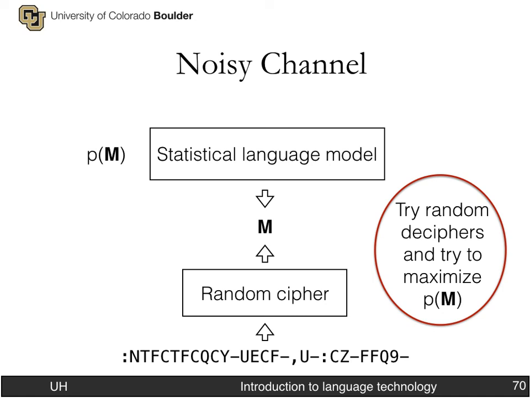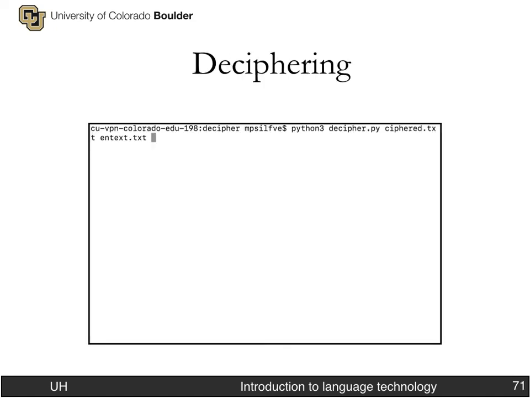So this gives us a strategy for deciphering. We'll try out random ciphers and try to find a cipher that maximizes the probability of the deciphered message, given our language model. So let's look at how this works. I implemented a program called Decipher that does this. It tries out random ciphers, but it incrementally improves the cipher by replacing bad letter substitutions with better ones. And this is called Gibbs sampling, and we'll hear more about that in later courses. So let's start this thing.